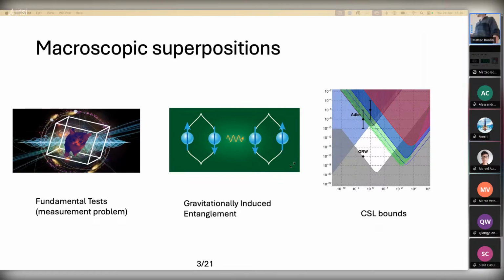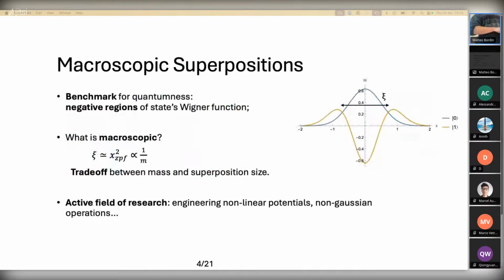Also, there are continuous spontaneous localization theories, which are phenomenological theories, so they have some parameters, and this is a parameter space. They need to rule out different regions. By creating macroscopic superpositions, one can rule out some other parts of it; the white area is what is left to shrink the parameter space.